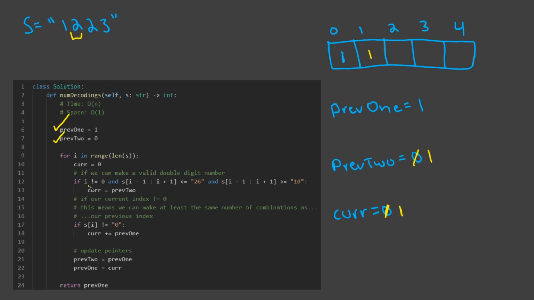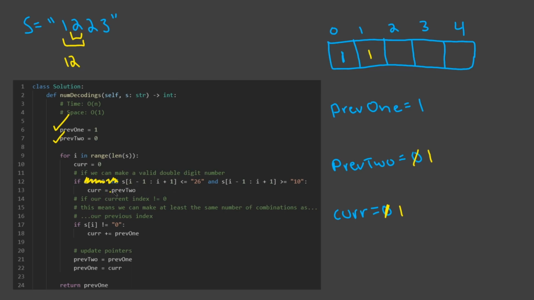So let's see. i does not equal 0 anymore, and we can just forget about this condition now, since it's never going to apply again. We just want to check if we can make a double-digit number. So if we take s at the previous index and our current index, what number does that make? Well, we can see that makes 12, and that is between 26 and 10, so that would be a valid double-digit number.